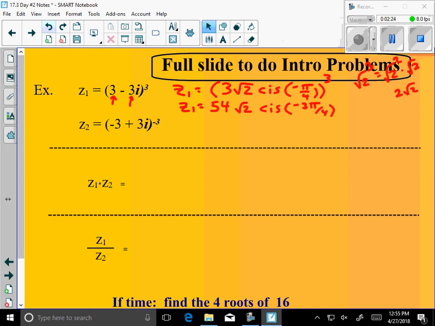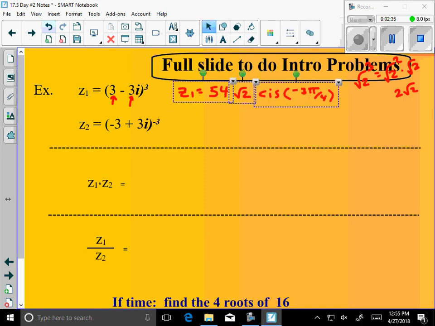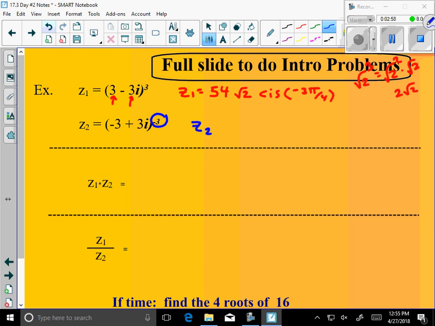All right, I'm going to erase to leave a little bit of space for this next one here. Everybody comfortable with where we're at here? Okay, now what is this negative 3 going to do to this thing? This negative 3 out here. Right, it's going to turn it into this.